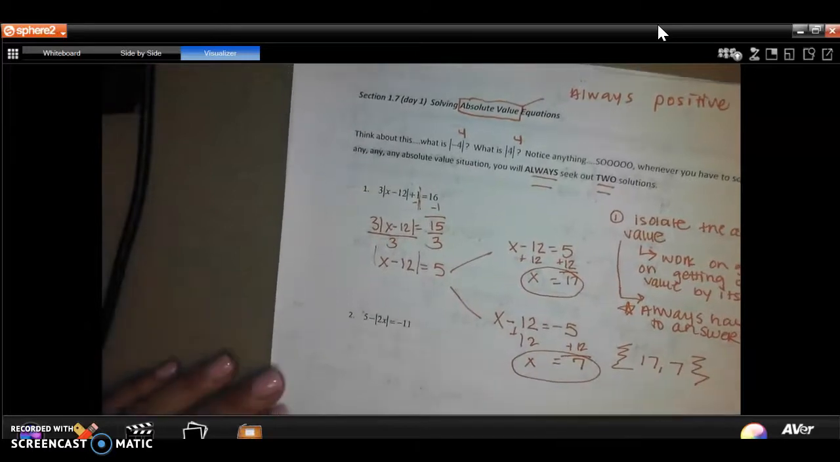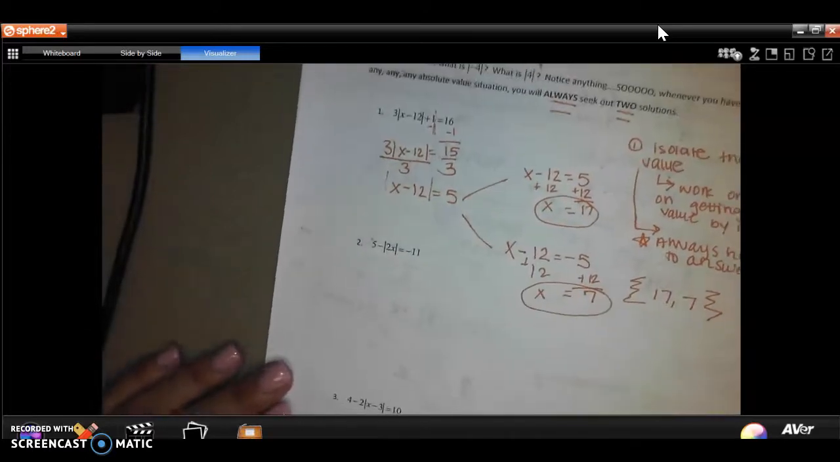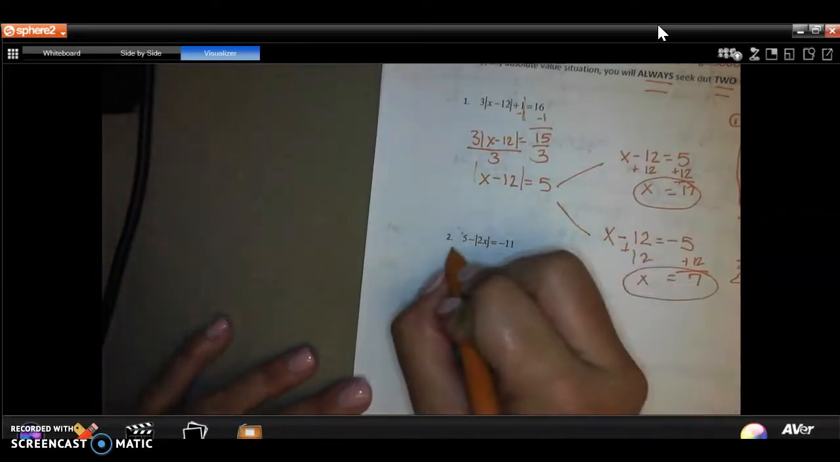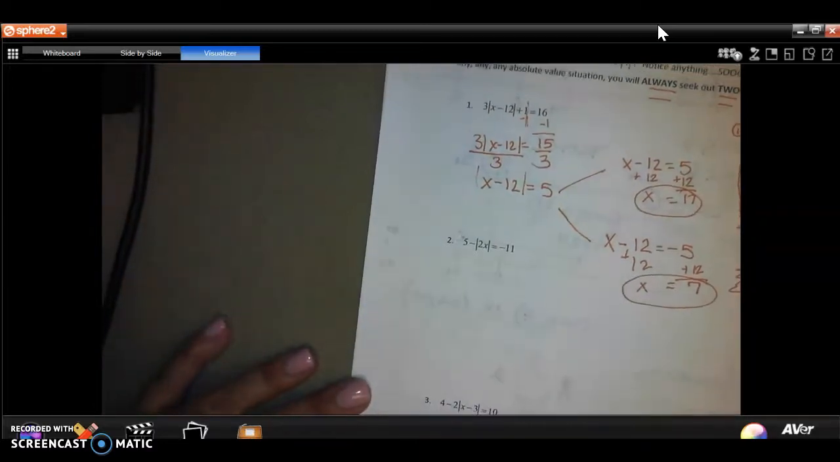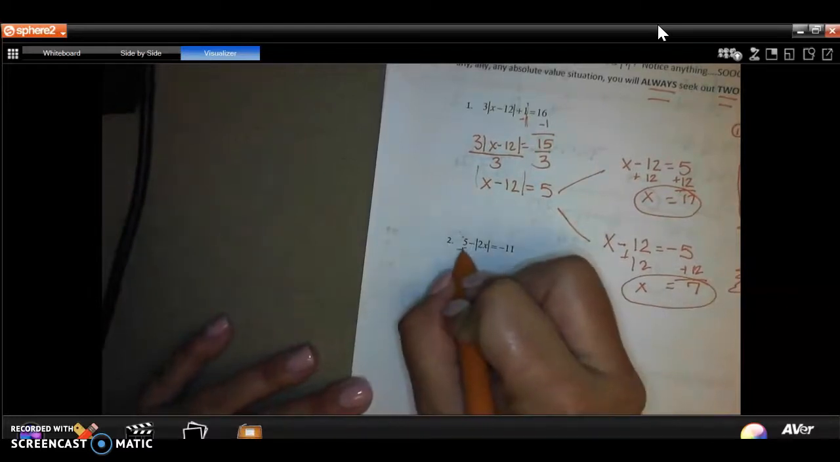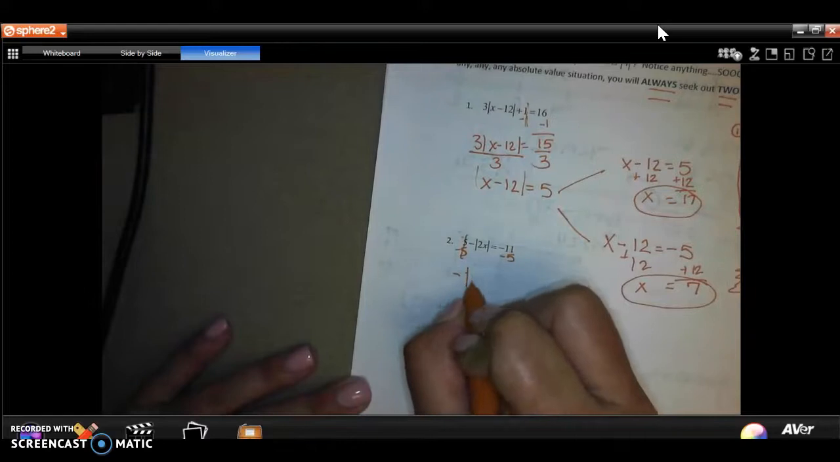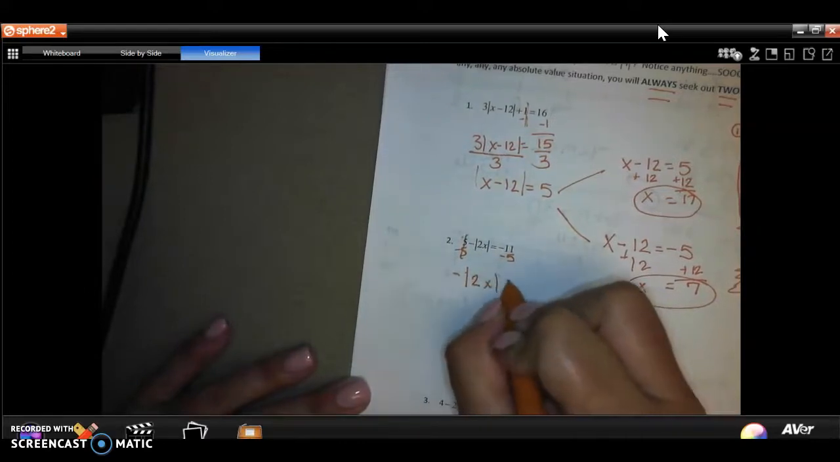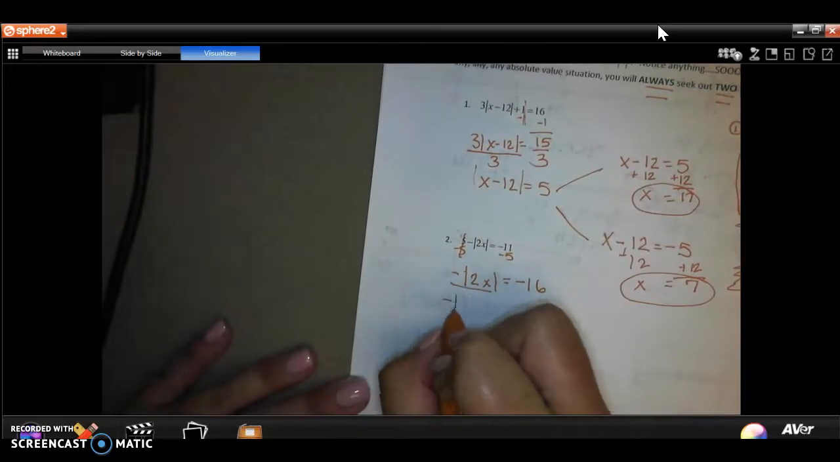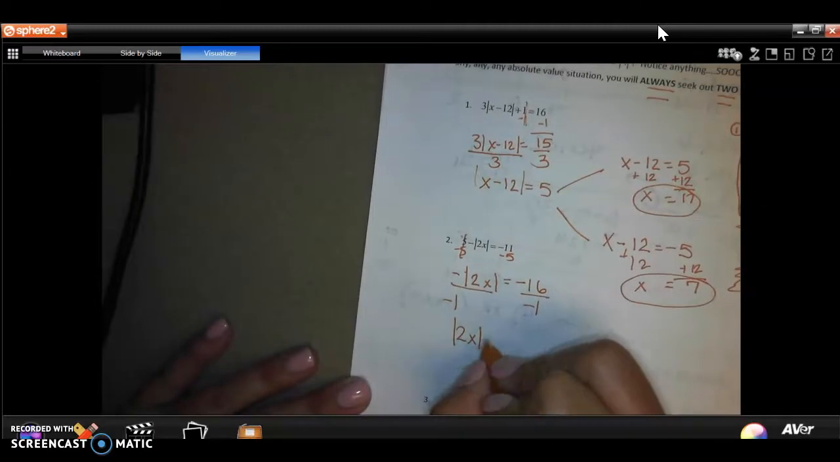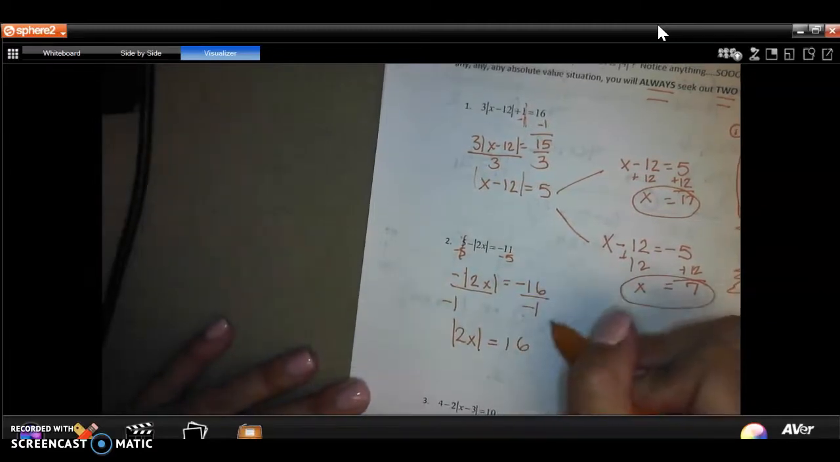All right, let's go ahead and try number 2. First step, isolate that variable. All right, so I'm going to go ahead and subtract 5 from both sides. Now we have negative absolute value of 2x is equal to -16. I'm going to divide all of this by -1, so I have that 2x by itself. The absolute value of 2x is equal to 16, because a negative divided by a negative is a positive.